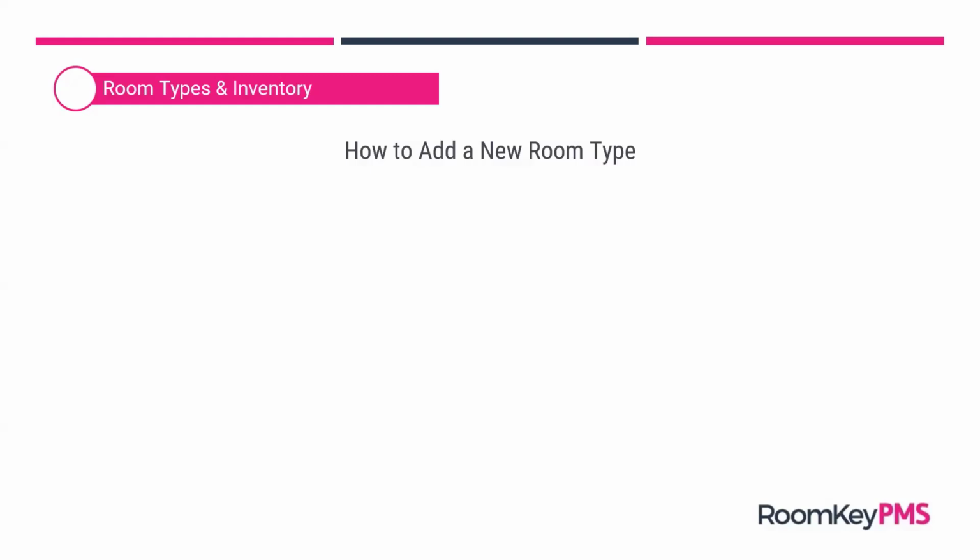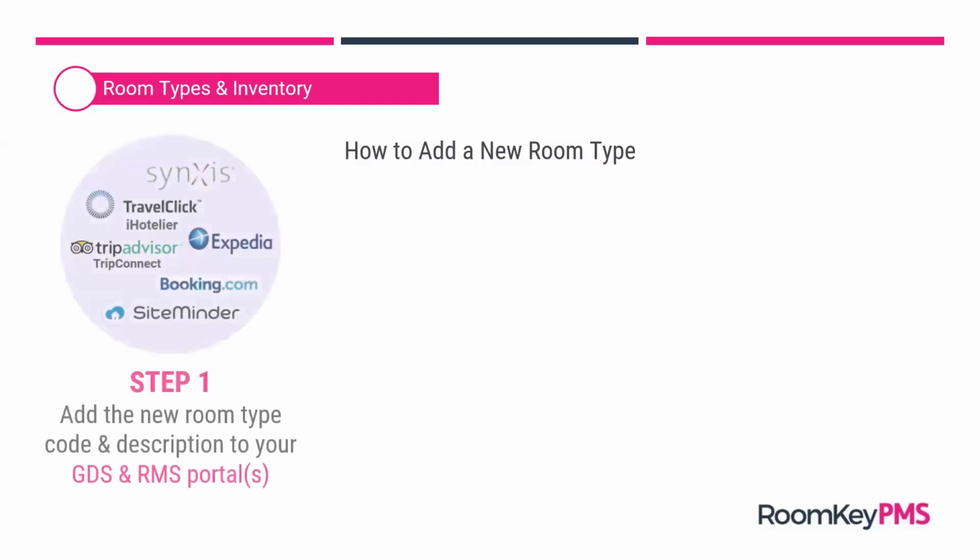So the first thing that we're going to look at is how to add a new room type. We have a couple of steps that we recommend, especially when you're working with any third-party vendors outside of Roomkey. So you're going to actually start with any third-party vendors first. Their platform is step number one.